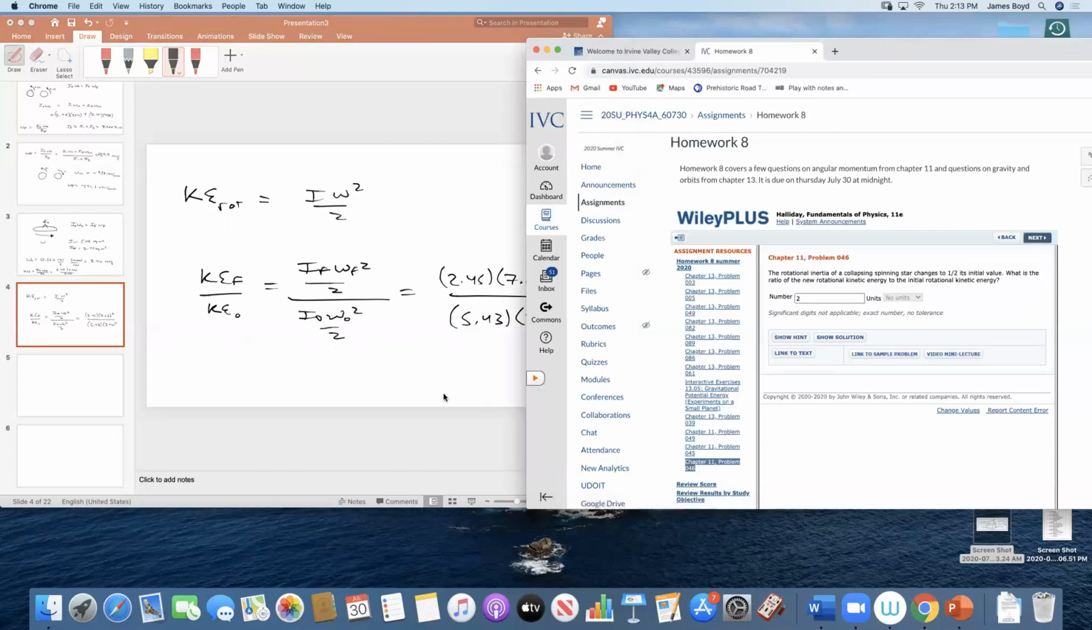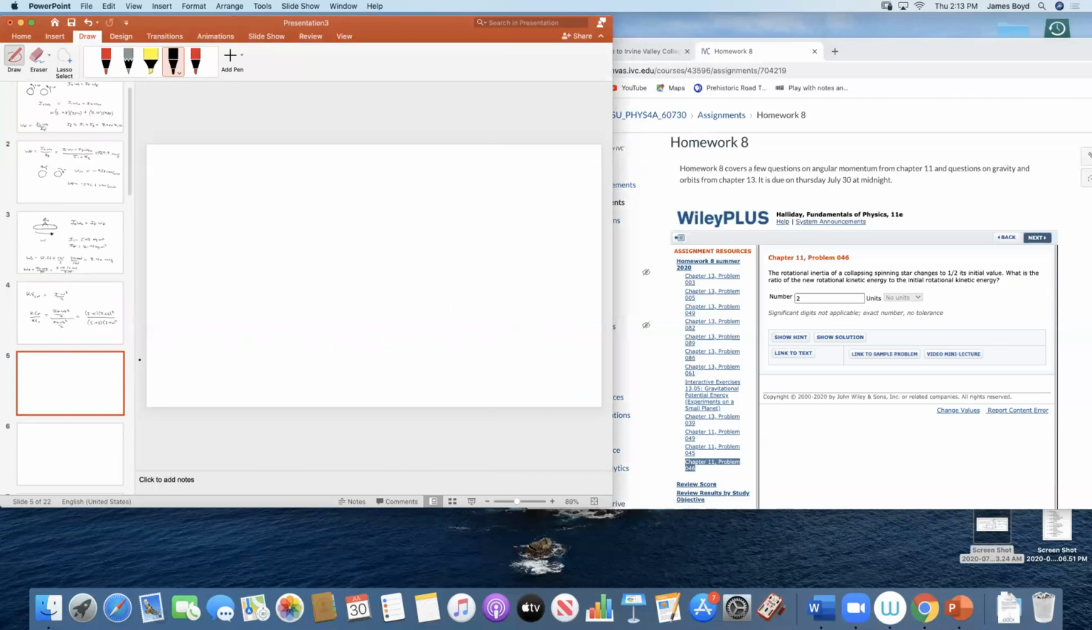Our final problem is actually for the moment of inertia stuff. The rotational inertia of a collapsing spinning star changes to half its value. What is the ratio of the new kinetic energy to the initial? So kinetic energy final over kinetic energy initial has to be equal to I final omega final squared over I initial omega initial squared, divided by 2, but they'll cancel.